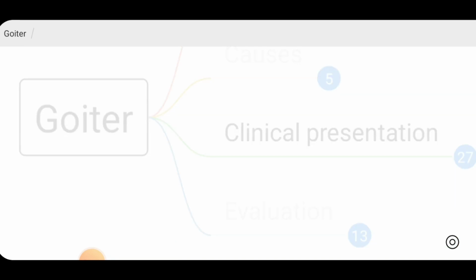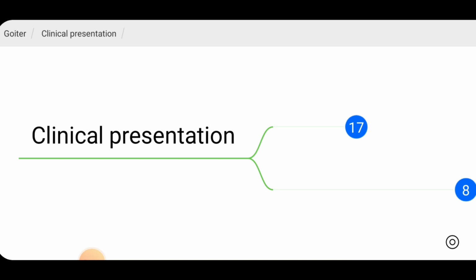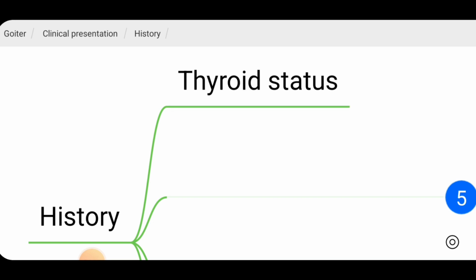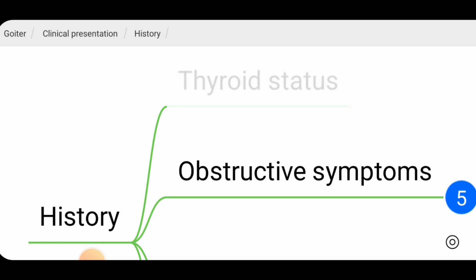Regarding the clinical presentation, when a person presents with goiter, usually the patient is having an anterior neck swelling. Then we take a history from the patient. In the history, what are the things we have to ask? I have mentioned only few things here, but when we go to a long case discussion, you should organize a complete set of questions to ask from these patients. So we can ask the thyroid status, the clinical features suggestive of hyperthyroidism or hypothyroidism, then obstructive symptoms.